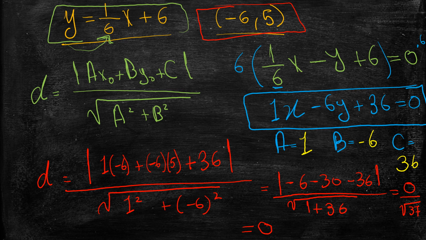So that's surprising, that the distance is 0 between this point and this line. What does that mean? What is the geometric explanation for this answer? Well, the distance here is 0 because that point lies on the line. When the point lies on the line, the distance between them is going to be 0.